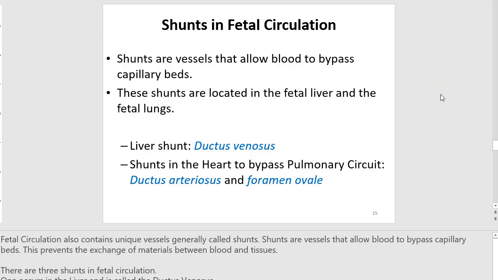Okay, there's also one other aspect to fetal circulation that's important, and that is shunts. Shunts are vessels that allow blood to bypass capillary beds, and these shunts are located in the fetus liver and the fetus lungs. The liver shunt is called the ductus venosus, and the shunts that bypass the lungs are called the ductus arteriosus and the foramen ovale. And we're going to look at both of those anatomically and functionally.